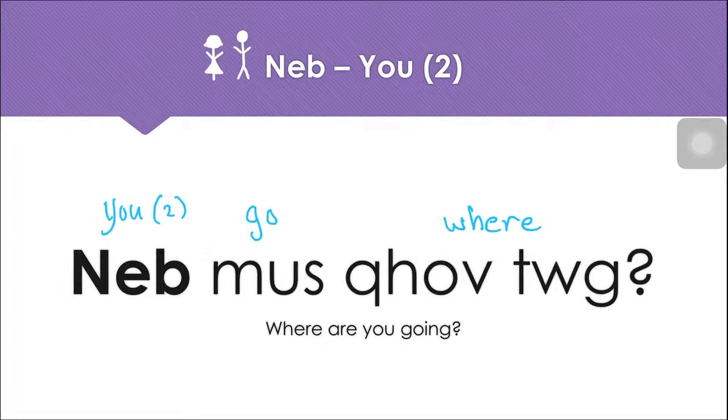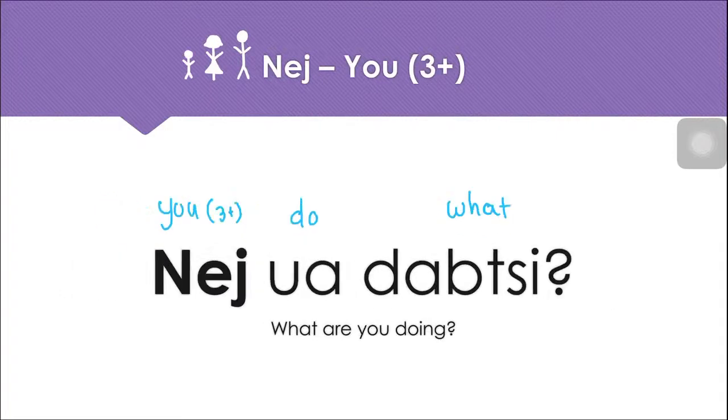Now the word for you as in the two of you. So if you're referring to two people, they use the word ne, ne. As in our sentence example, ne mo kha tu. Ne mo kha tu. Where are you going? Okay, so that's for two people.